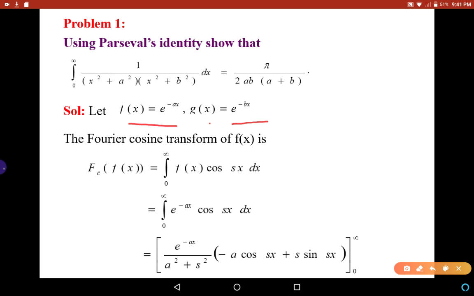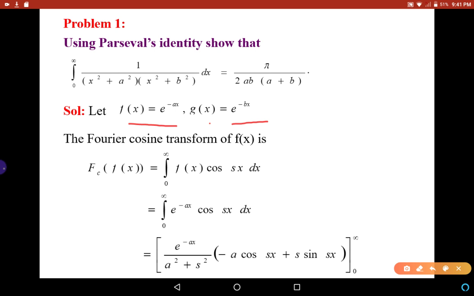Because one who is familiar with Fourier transforms well knows that Fourier transform of e power minus ax is a by x square plus a square, and Fourier transform of e power minus bx will be b by x square plus b square, and we need the same terms in the integral. So that is the reason we consider f of x is equal to e power minus ax and g of x is equal to e power minus bx.